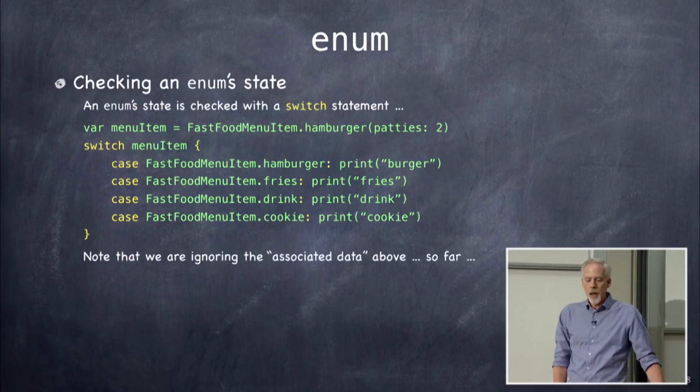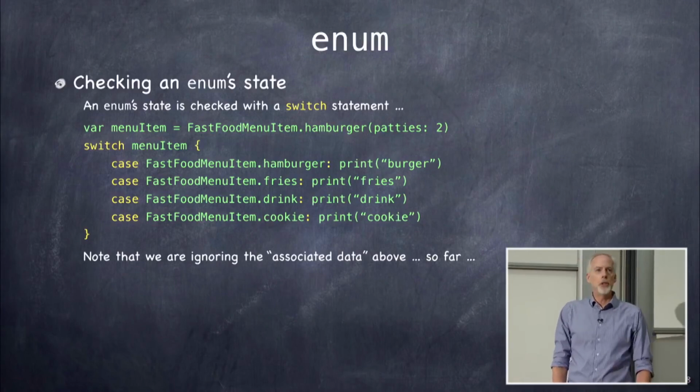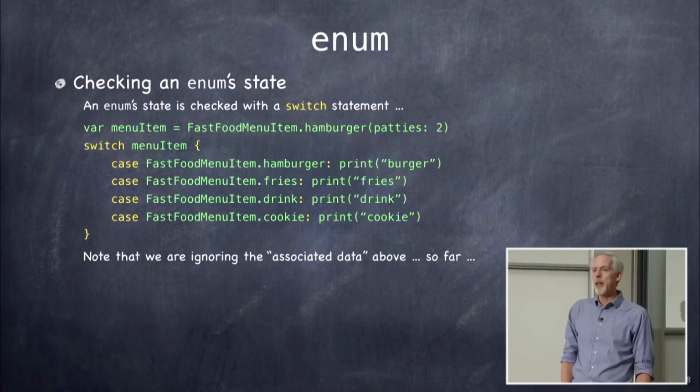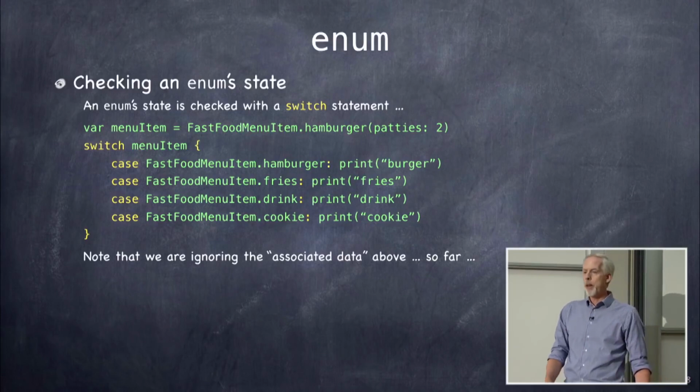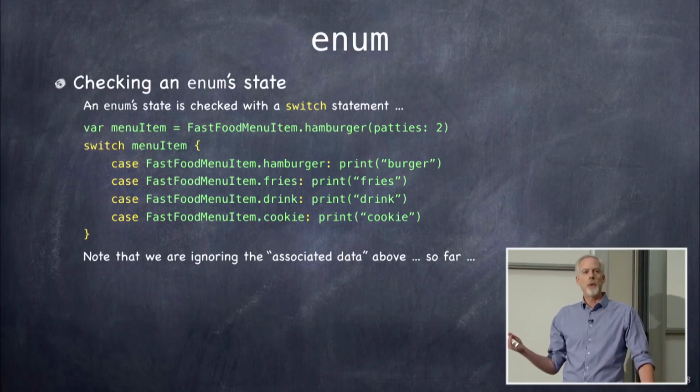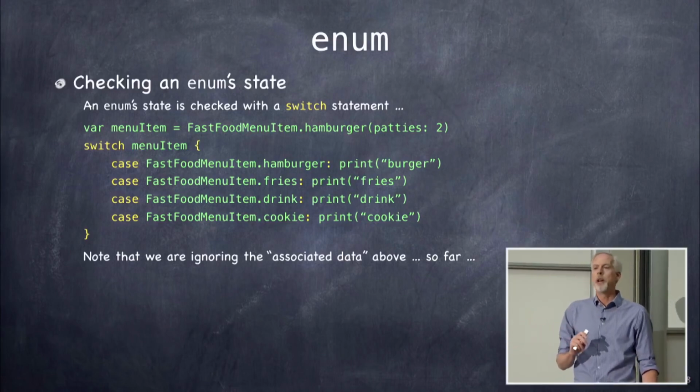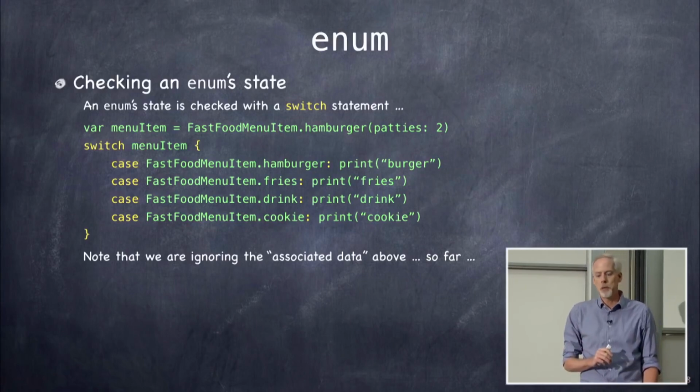Now, how do you check what an enum is? You do not use equals. So you don't say if this menu item equals a hamburger, then whatever. You do not use equals. You use switch. Again, other languages have switch. Switch is more powerful in Swift.